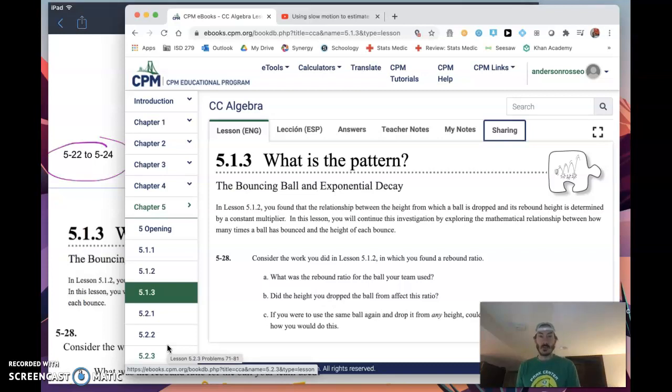The goal, we're going to start with 528. We're going to again refer to that rebound ratio, but I'm going to look at some data that is not necessarily just from drop height and rebound height. I'm going to look at a couple different variables here: drop height and bounce number, or rebound height and bounce number, and so on and so forth. We'll again use the idea of the bouncy ball from 5.1.2.